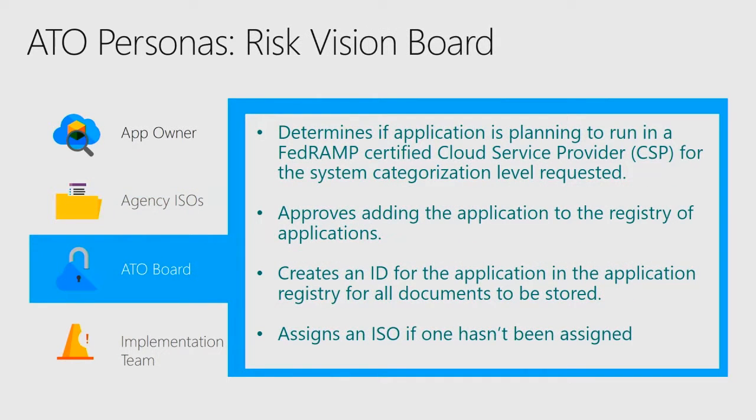Then we have the ATO board. The ATO board could be called something else, a risk management board or something. An agency may have one in order to bring application authority to operate certification for applications. They're going to determine whether the CSP, the cloud service provider, actually meets the FedRAMP certifications that are there.